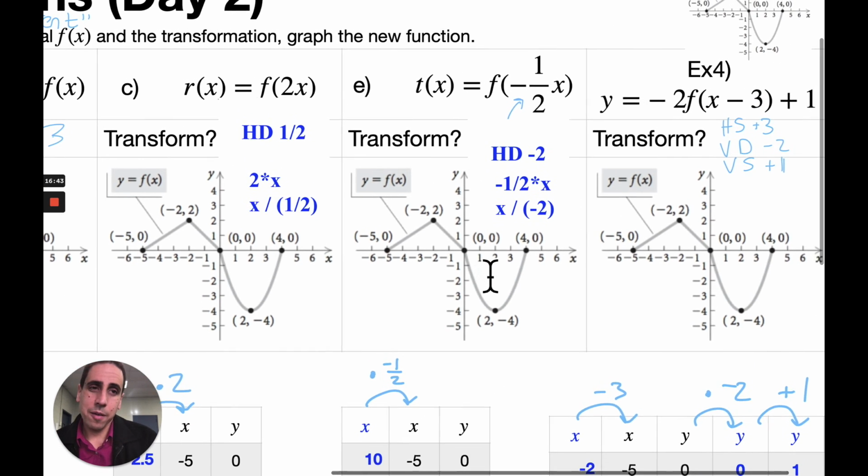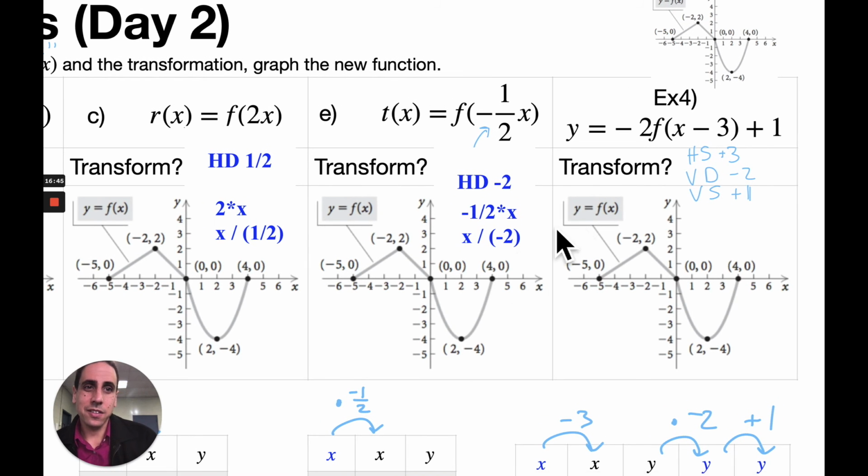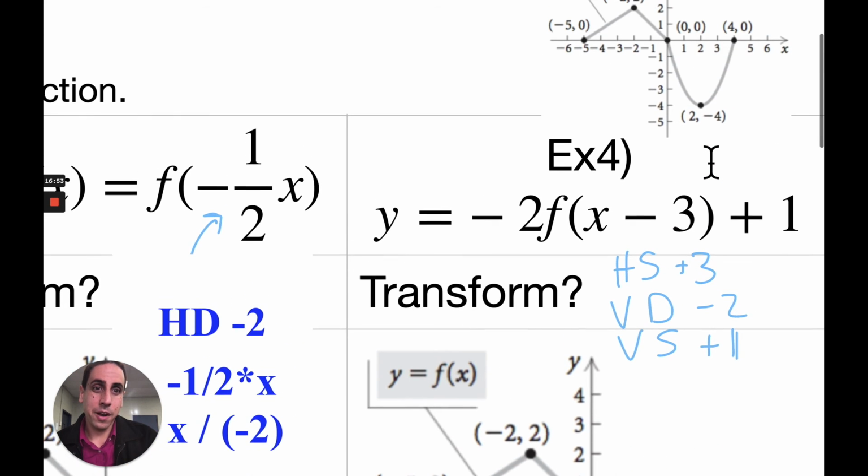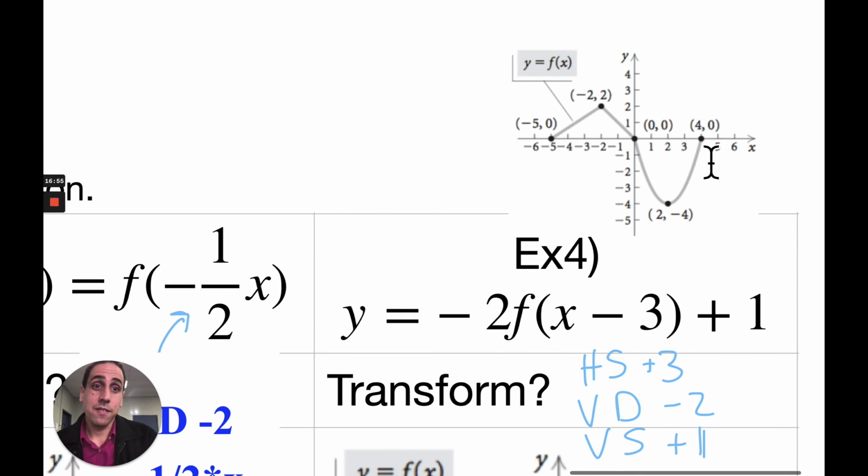All right, last up, multiple transformations in the same function. By the end of this, you'll be glad that you've been practicing using a table, because the table is really good for accommodating multiple transformations on the same function.